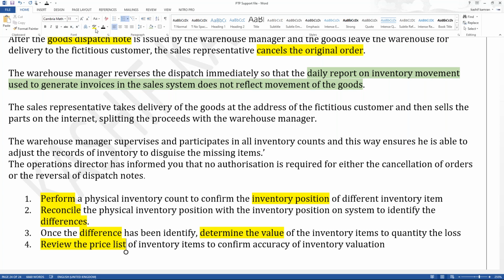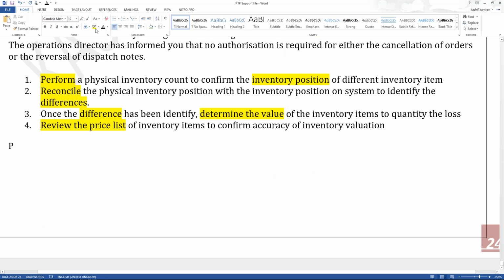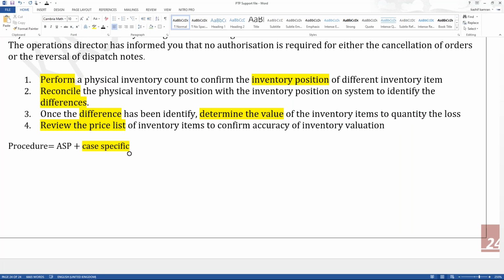So every time I guide you on procedures, even in my previous webinar, I say procedure is equal to ASP. Have I given you the full form of ASP? Procedure is equal to ASP, right? But I believe with ASP, the more important thing is case specific. This is the critical success factor. If you don't write a case specific procedure, that's useless for the examining team checking your paper.